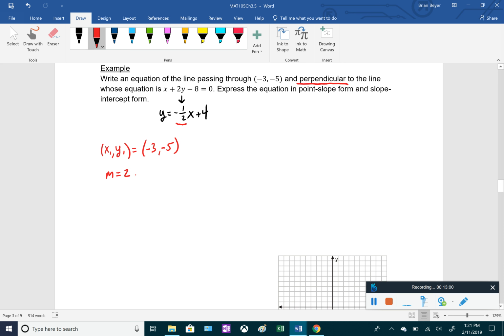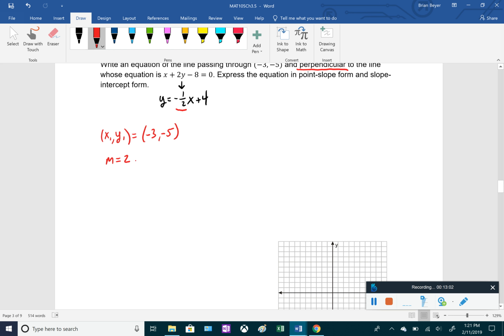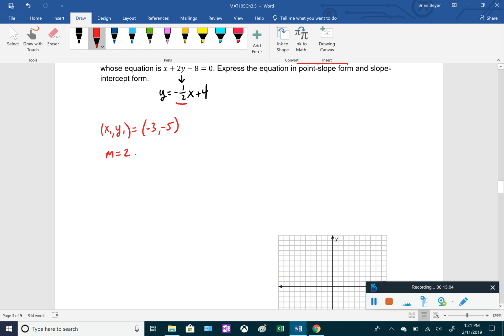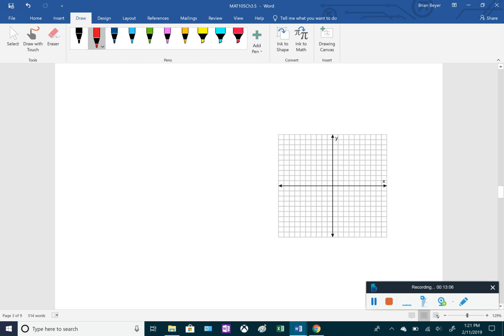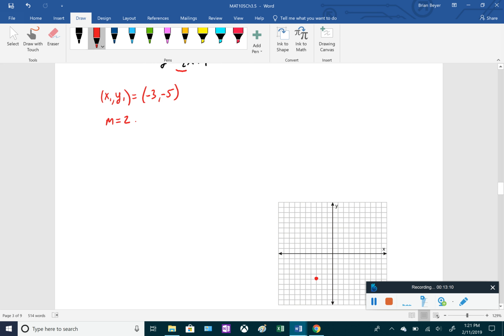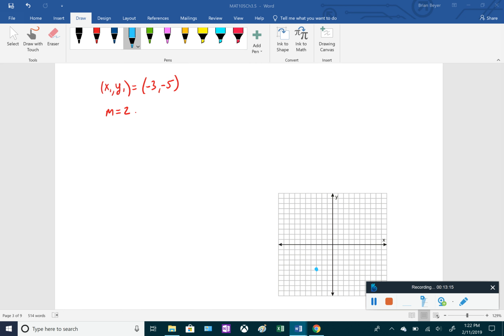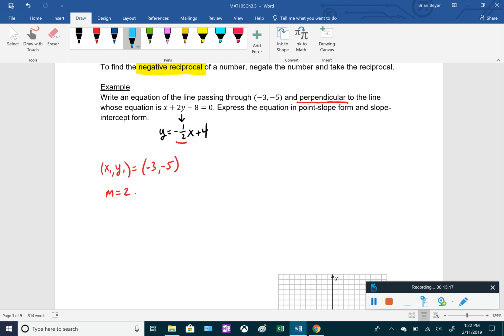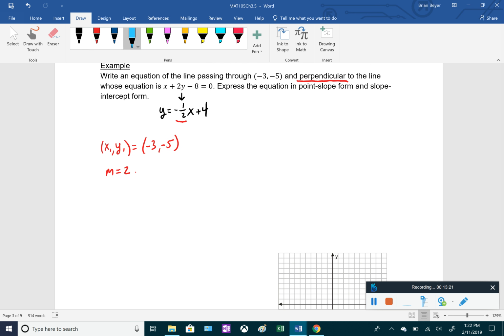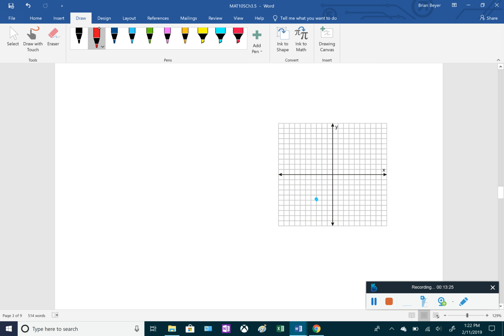Before we do this, let's actually figure out what it's going to look like or get an idea. So the point (negative 3, negative 5) is going to be down here. And we know that our line is perpendicular to y equals negative 1/2 x plus 4. So that's going to look something like y-intercept of 4, down 1 to the right 2. That'll look something like this.